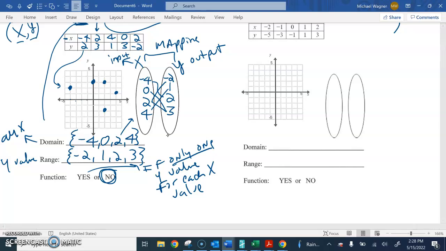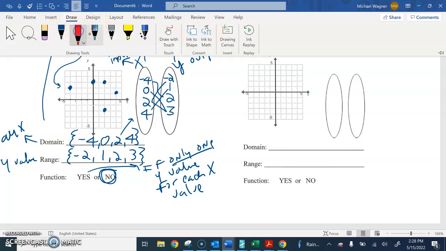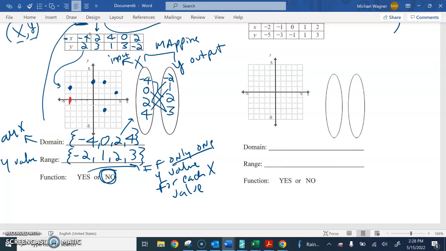Well, by looking at only the graph, the x value of this point right here would be this value right here. That's the x value. It'd be -4. Well, what's the y value that goes with -4? Well, it is right there. It's 2. The next one is this point. Well, what's the x value? It's 0. What's the y value? It's 3. Are there any other values of y for this particular value of x? We look up and down. No, we don't see anything.